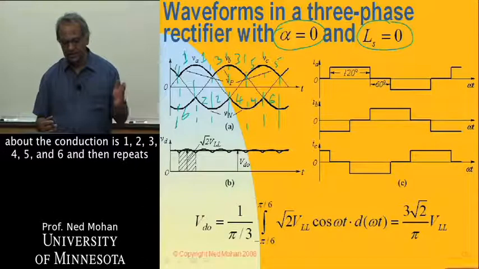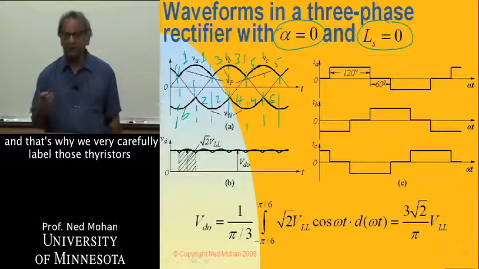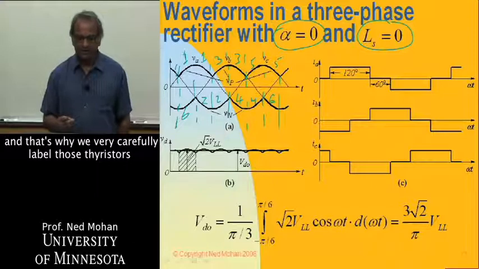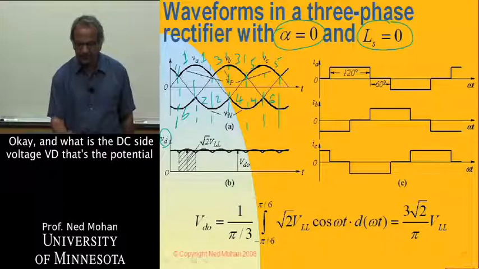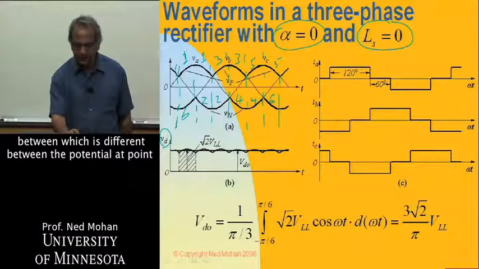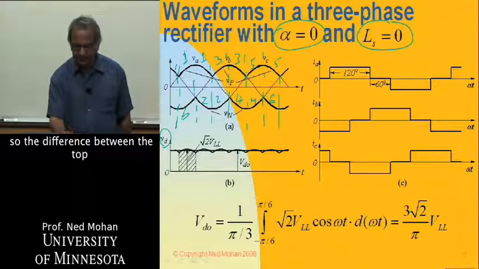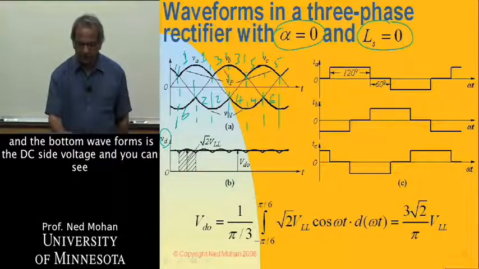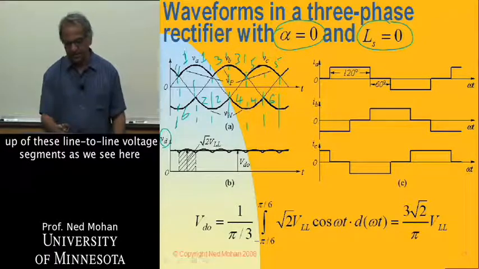The conduction is 1, 2, 3, 4, 5, and 6, and then repeats. And that's why we very carefully labeled those thyristors as we did. Okay. And what is the DC side voltage VD? That's the difference between the potential at point P, which the upper curve is connected to, and the bottom curve, which is connected to point N. So the difference between the top and the bottom waveforms is the DC side voltage, and you can see that it's really made up of these line-to-line voltage segments, as we see here.